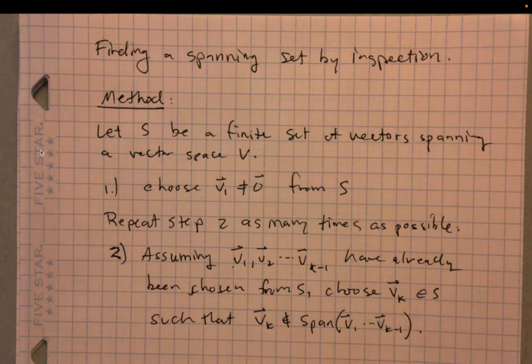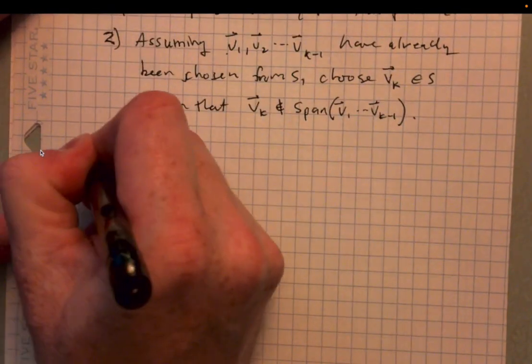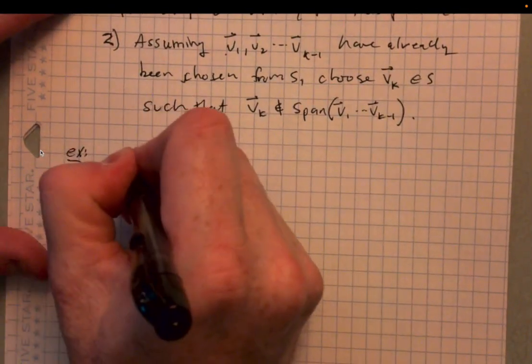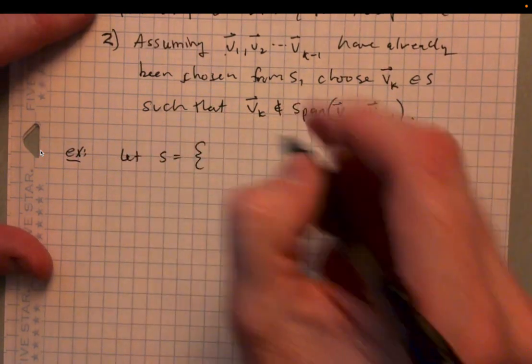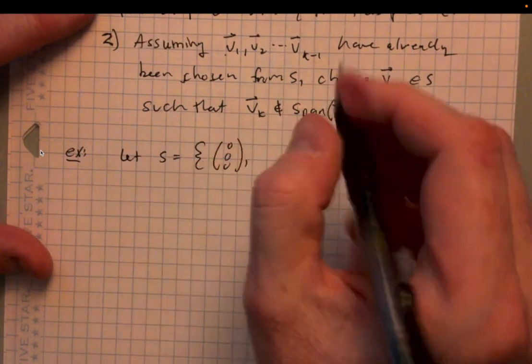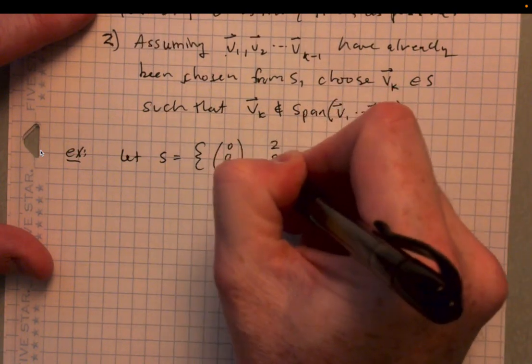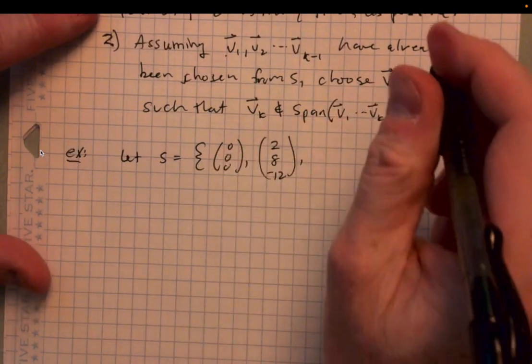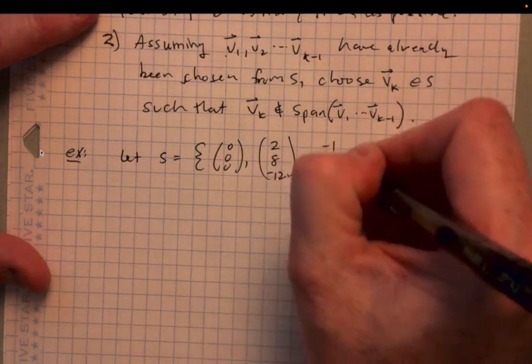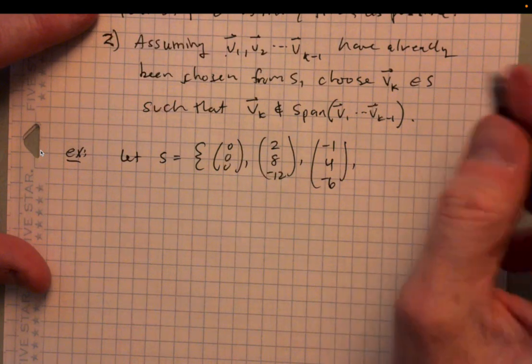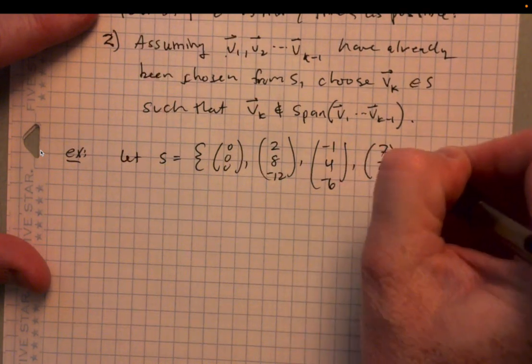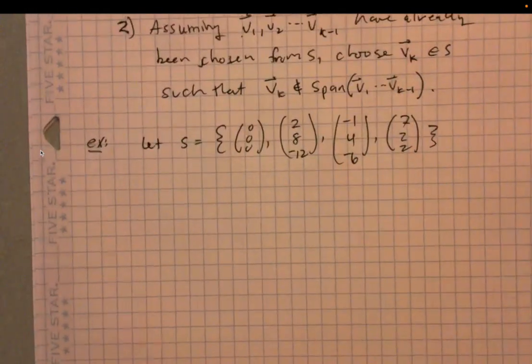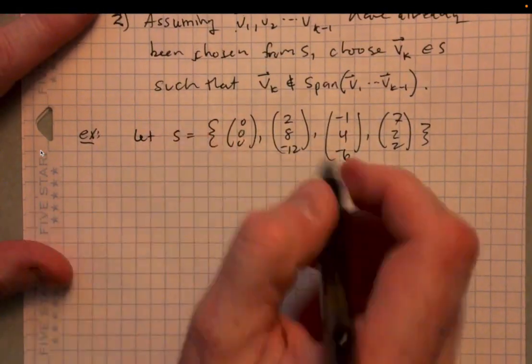Okay, can we do that? If we can, then this is a very efficient way to do it, if we can easily tell if vectors are redundant. Sometimes that's the case, so let's see an example where that is definitely the case. Let S equal the set (0, 0, 0), (2, 8, negative 12), (negative 1, 4, negative 6), and (7, 2, 2). These are obviously a subset of R3, and the vector space of interest is the span of S.